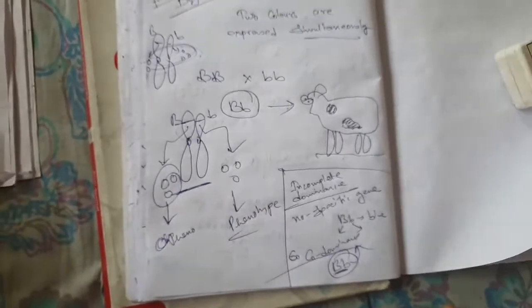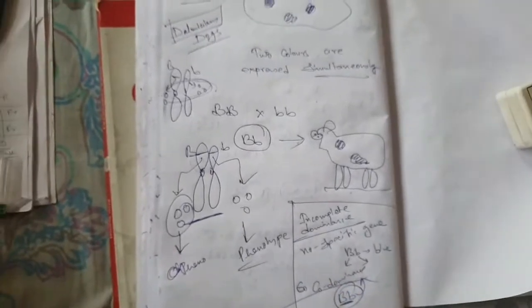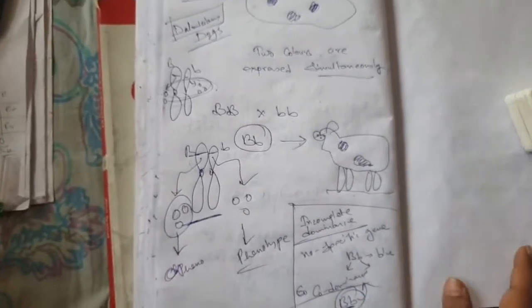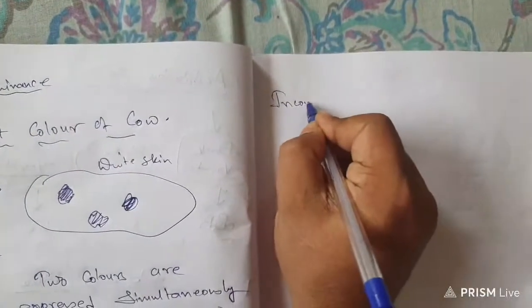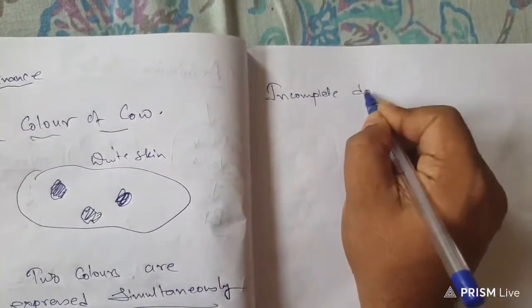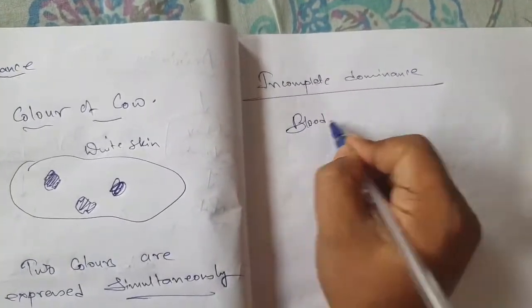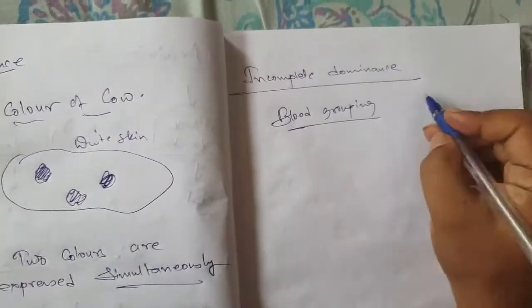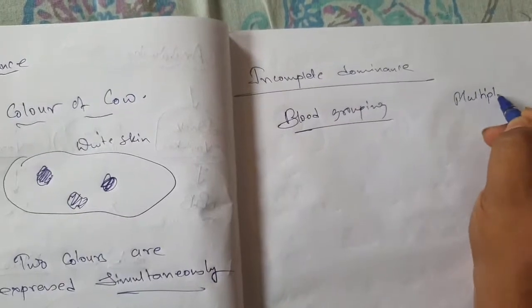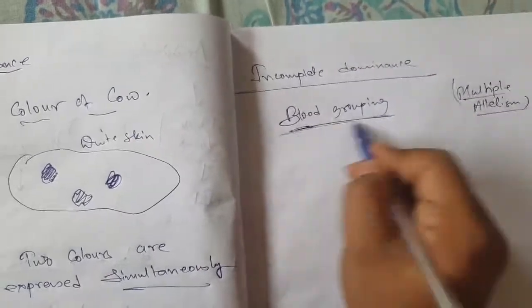So I hope that you have understood the difference between incomplete dominance and codominance, and both are variations from Mendel. So yeah, that is it. Another example of codominance is blood grouping. Now, not all the blood grouping, because all the blood grouping comes under multiple allelism, which we'll learn next.